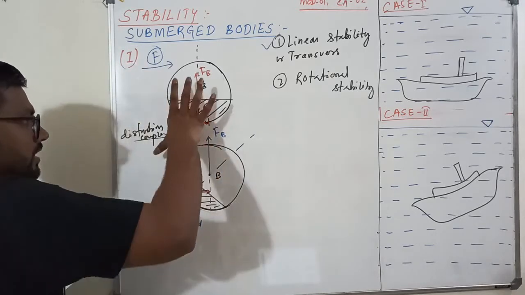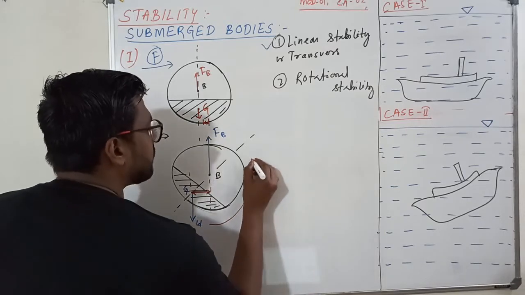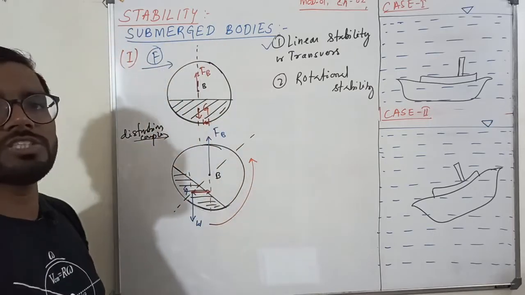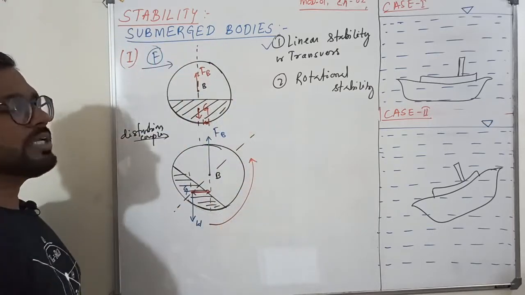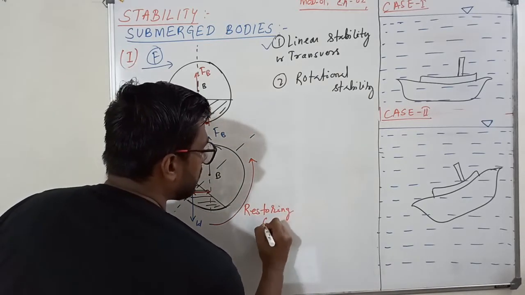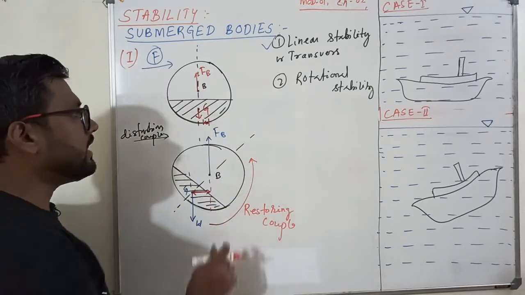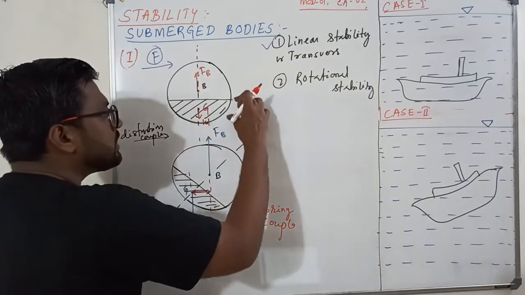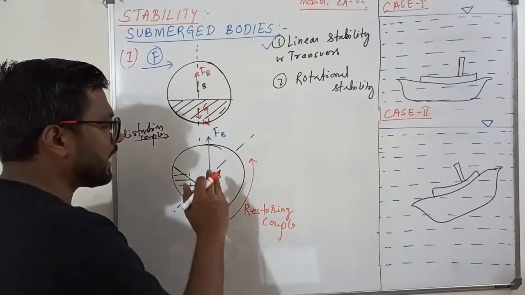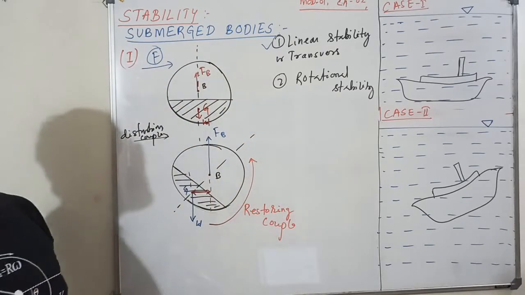So FB is trying to lift up, W is trying to pull down. So the couple is anti-clockwise. This couple which it has generated will restore the body to its initial position. Hence we call it a restoring couple. So if the maximum weight is concentrated below, then after applying some disturbing force either to the left or right, there will be a restoring couple which will again bring the body to its initial position.